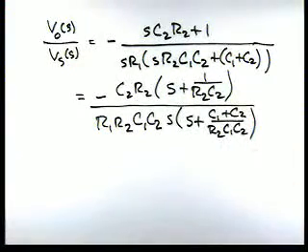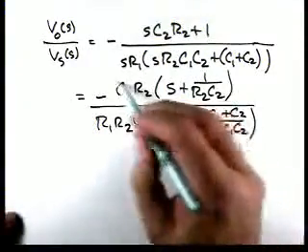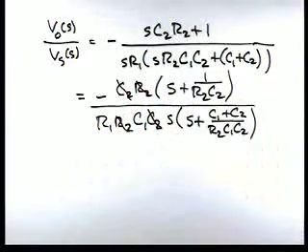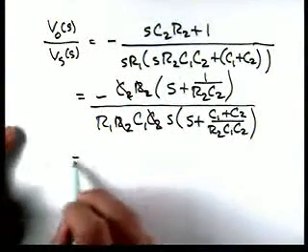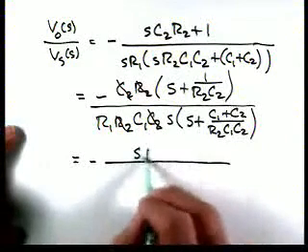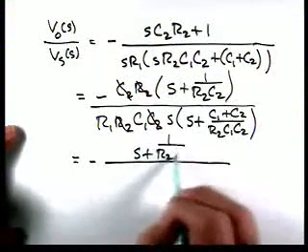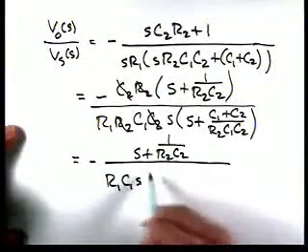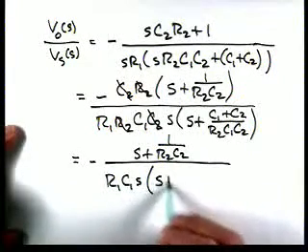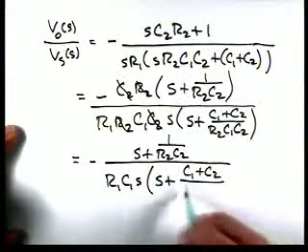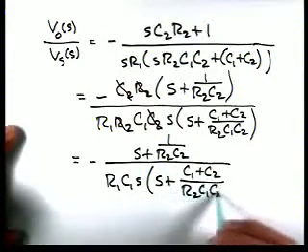And if we look, we can cancel out the C2 and the R2. So we are left with minus S plus 1 over R2C2, and then we have R1C1S times S plus C1 plus C2 over R2C1C2.